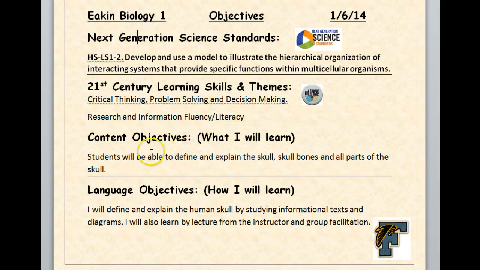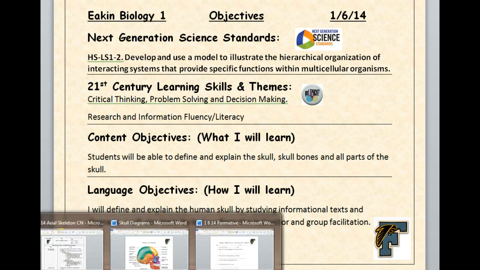What you're going to learn today is you're going to be able to define and explain the skull, skull bones, and all parts of the skull. You're going to learn it by studying informational text and diagrams, and also from lecture from the instructors and working in groups to complete your formative assessment at the end of the class. So let's go ahead and look at the materials.